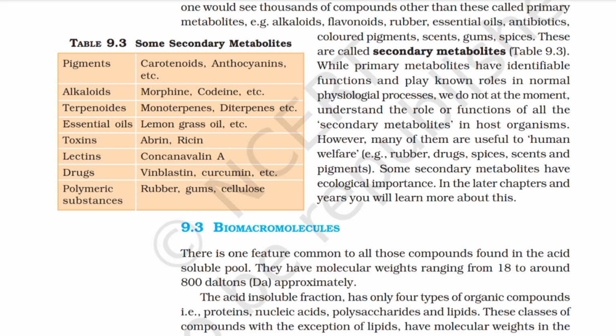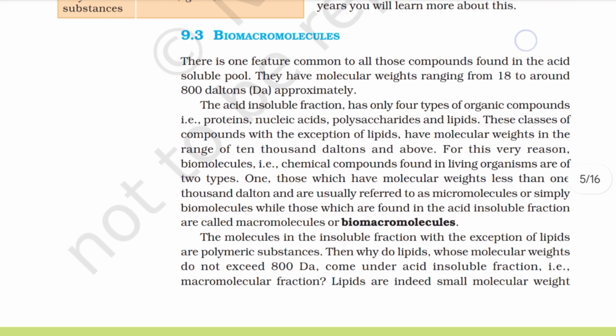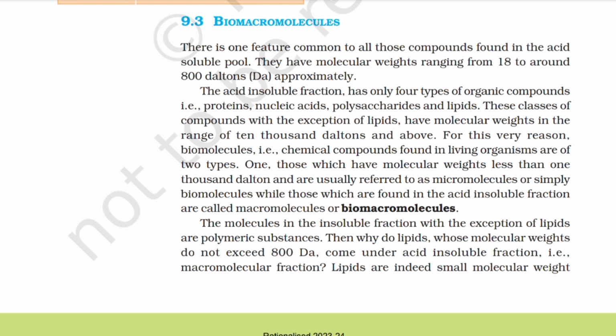9.3 Biomacromolecules. There is one feature common to all those compounds found in the acid-soluble pool. They have molecular weight ranging from 18 to around 800 Daltons (Da) approximately. The acid-insoluble fraction has only 4 types of organic compounds, that is, proteins, nucleic acids, polysaccharides and lipids. These classes of compounds, with the exception of lipids, have molecular weights in the range of 10,000 Daltons and above.